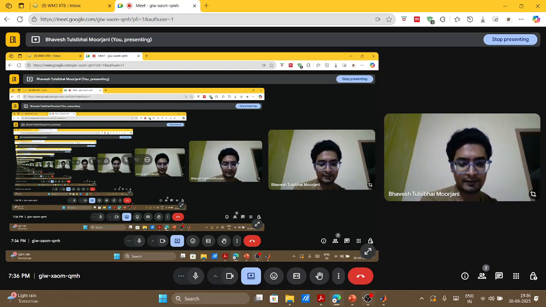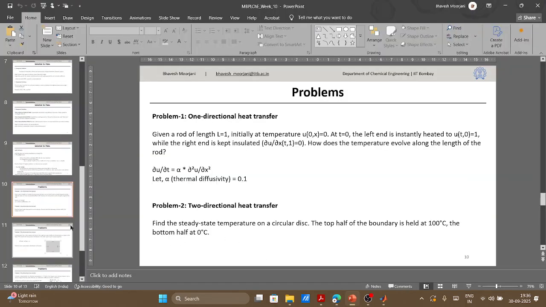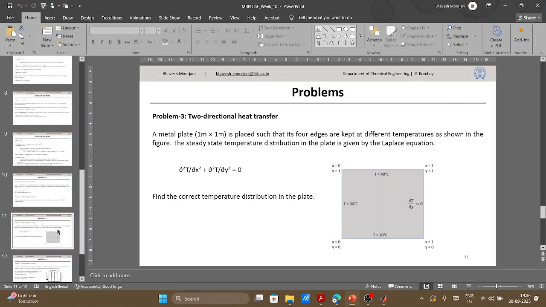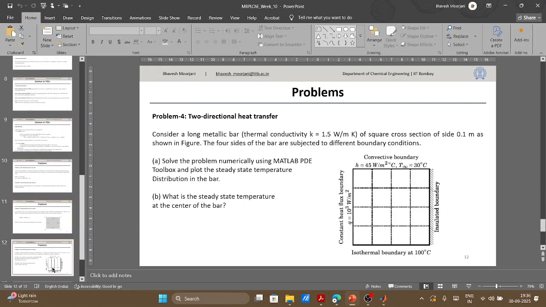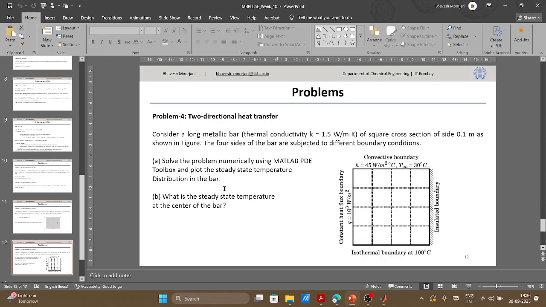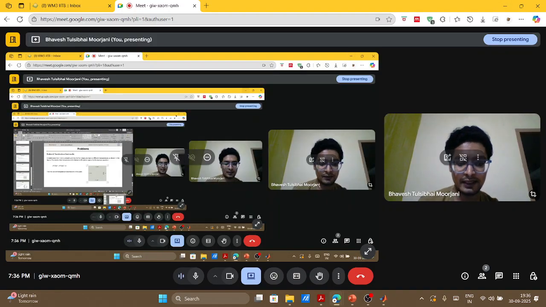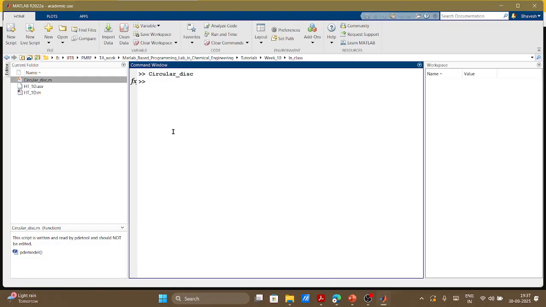Now let's move forward with the next question, which is the two directional heat transfer problem. Problem 3 and 4 both are the two directional heat problems, where you have this rectangular board, or the square board, with different boundary conditions, and you have to find the steady state temperature. Now before that, I just wanted to check one thing here, which is on this circular disc part.